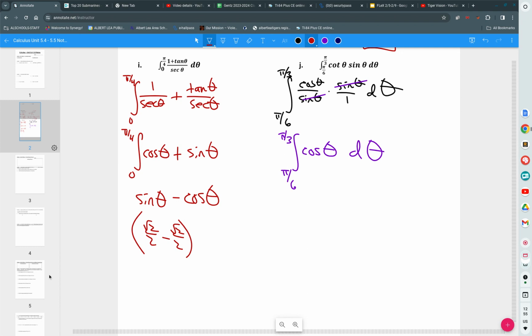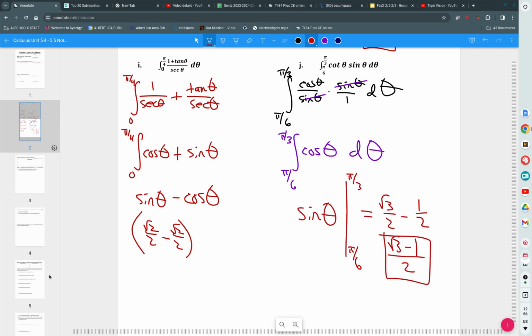So I take the antiderivative of cosine, which is sine of theta, and I evaluate that. I don't use an integral sign, I use a bar. Pi over 3 and pi over 6. And I plug in pi over 3. What is the sine of pi over 3? Root 3 over 2. Good. And what is the sine of pi over 6? 1 half. And I get the root of 3 minus 1 all over 2 in its glory.